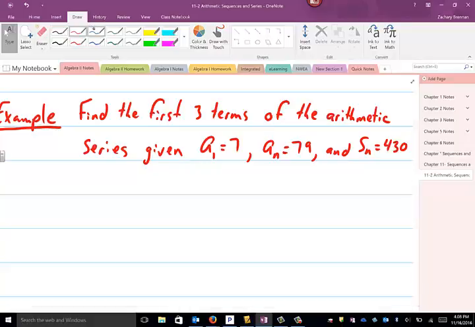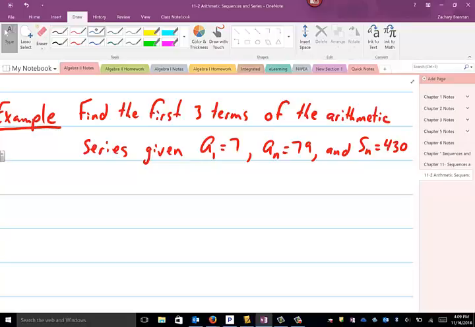Okay, I have to find the first 3 terms, and they already gave me the first one. It's 7. I just have to figure out what they did to get to 79. I have to figure out how many terms it took to get there. And when they add all those together, apparently it was 430.